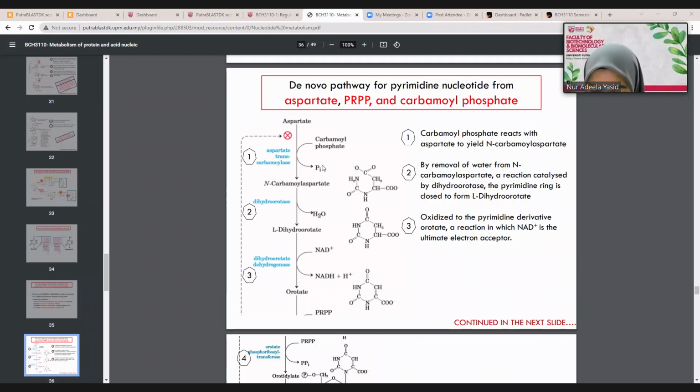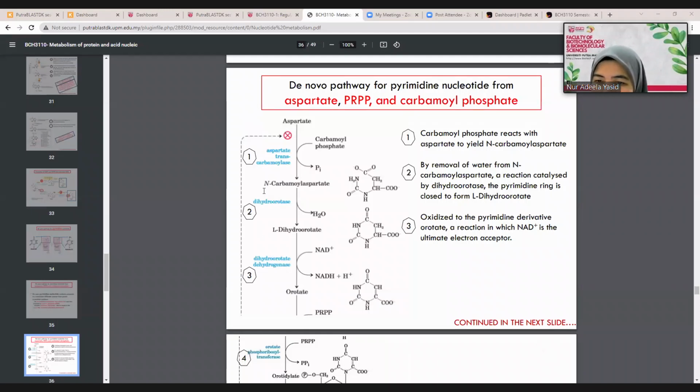Why does it use carbamoyl phosphate? Carbamoyl phosphate is a very activated molecule, so it does not require any ATP hydrolysis to release inorganic phosphate. Normally, to release inorganic phosphate, we need ATP hydrolysis. But since carbamoyl phosphate is already activated, it just needs to undergo this condensation reaction to release the inorganic phosphate.